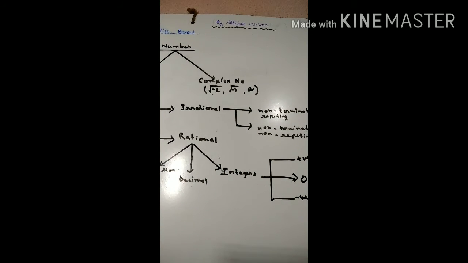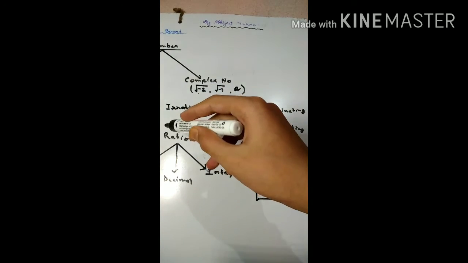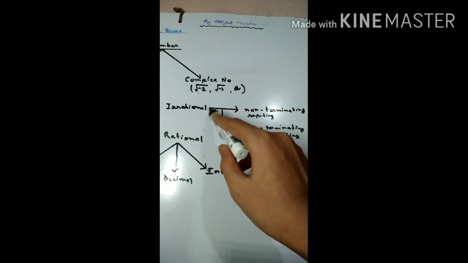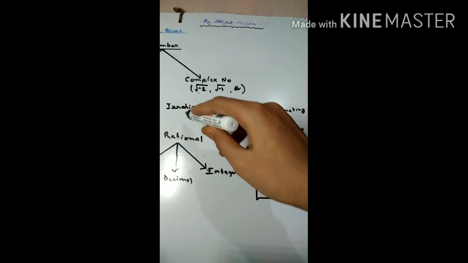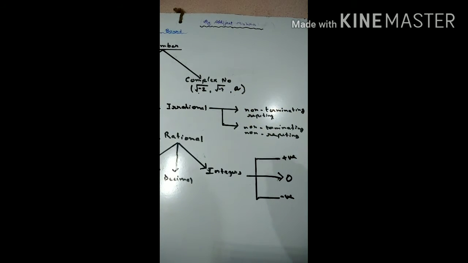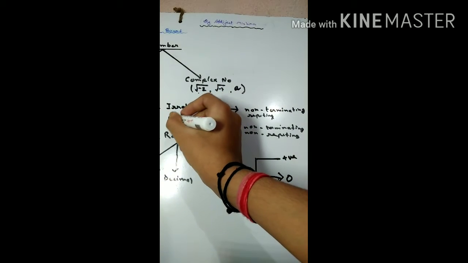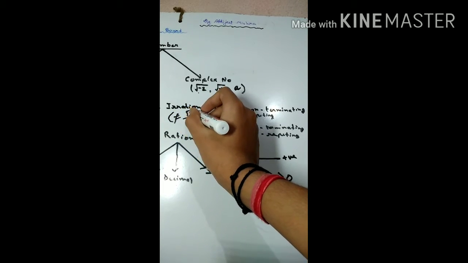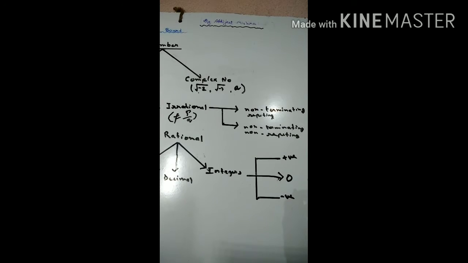See, real number is divided into two parts, irrational number and rational number, and irrational number is further classified into two parts. First of all, let us introduce what is irrational number. Irrational number can be introduced as the number which is not rational, that is, which can't be expressed in the form of p by q. It is not equal to p by q. It can't be expressed in the form of p by q. So it is irrational. Such a type of number is called irrational number.